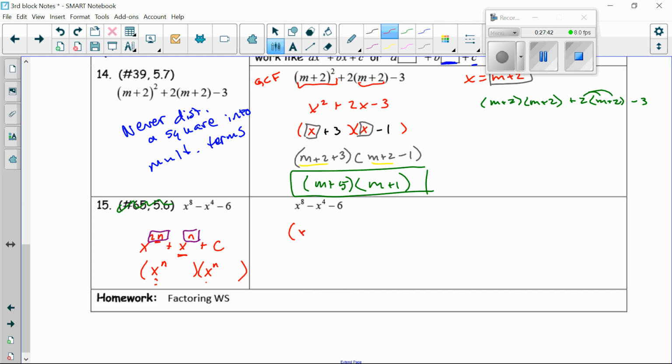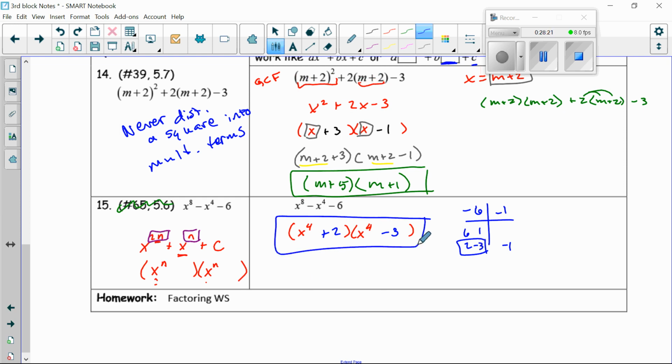So this will start as x to the 4th and x to the 4th. That adds together to x to the 4th, and it multiplies together to x to the 8th. From there, we do it the same way. What multiplies to negative 6 and adds to negative 1? We have 6 and 1, or 2 and 3. 2 minus 3 is negative 1, so that's our combination. Plus 2, minus 3. Neither of those are difference of squares or sum or difference of cubes, and they're two terms, so they do not factor any further. And that's your final answer.